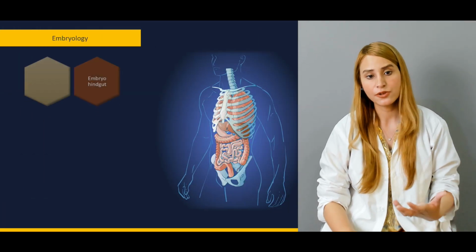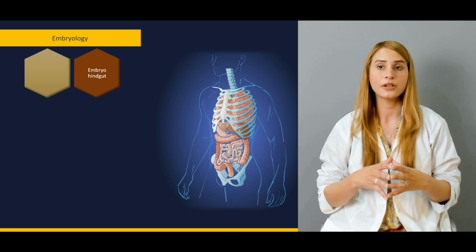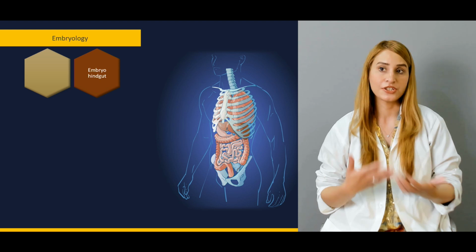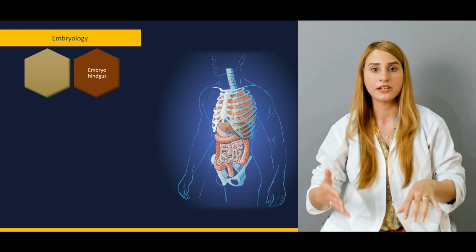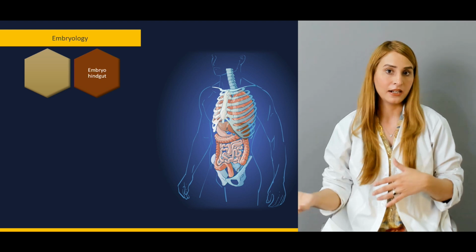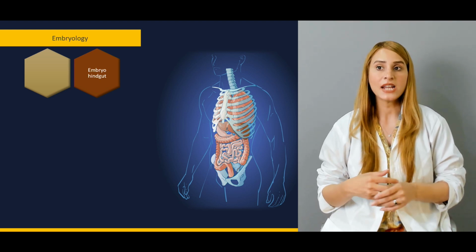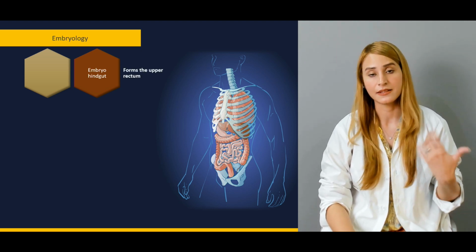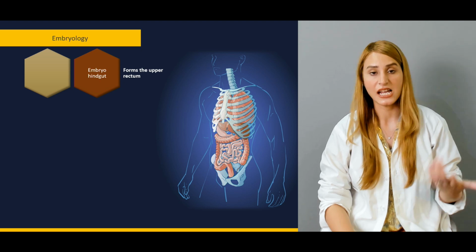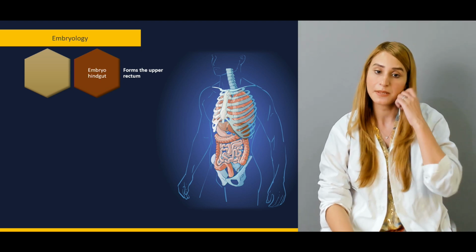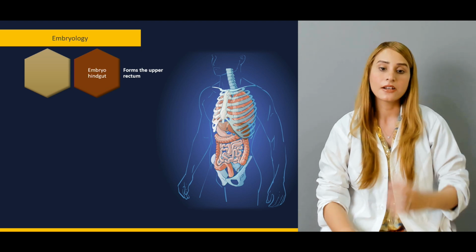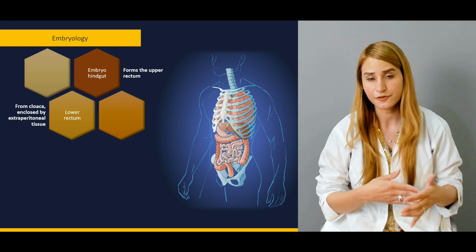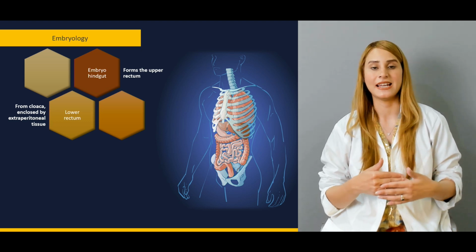If we particularly talk about the embryology, we all know that the gut develops like a continuous loop, which is further divided into foregut, midgut, and hindgut. So if we talk about the rectum, embryologically the structure is the hindgut, which later develops into the sigmoid colon and the rectum. It forms the upper part of the rectum, and the lower part is developed from the cloaca, which is enclosed by the extraperitoneal tissue.